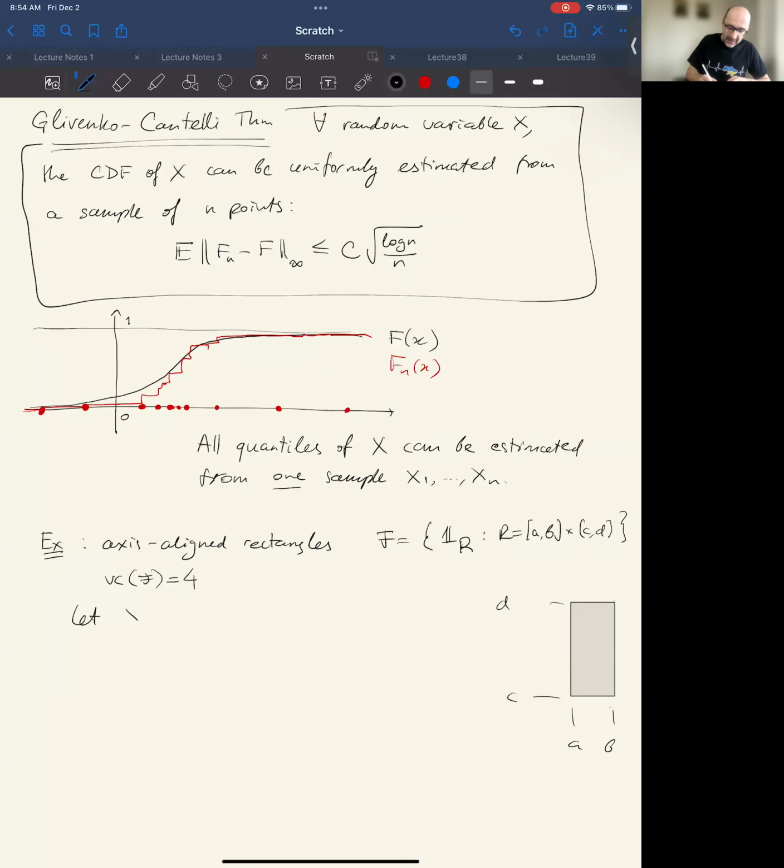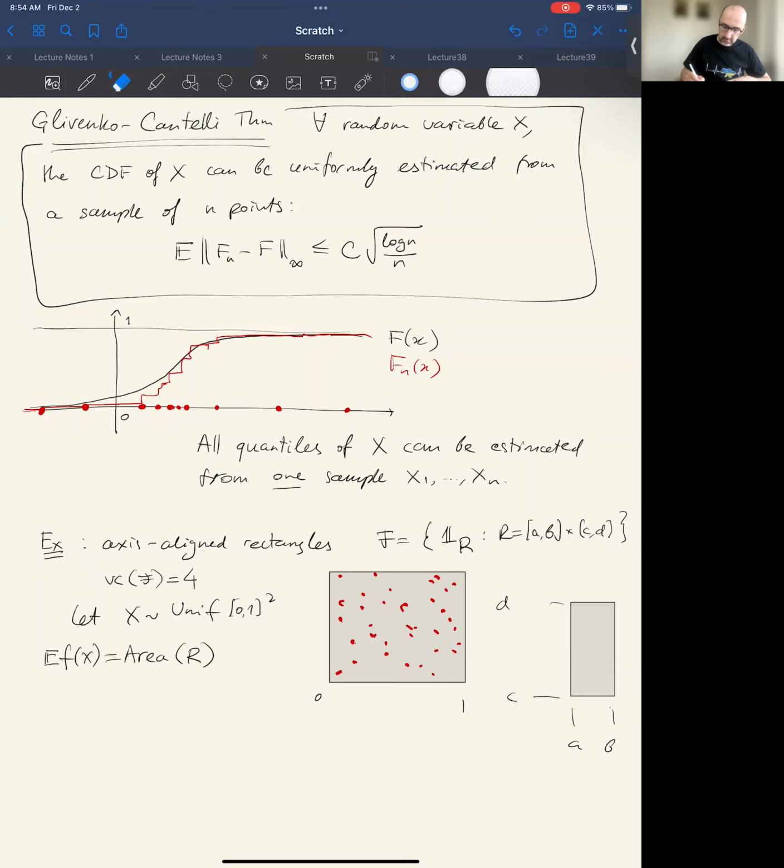So let's illustrate this. Let's say X has uniform distribution over [0, 1] squared, for example. Uniform distribution over a square, the unit square. And we take a sample. Lots of points. Then, okay, let's apply the uniform law of large numbers. What does it say? The expected value of f of x is the area of a rectangle R here.